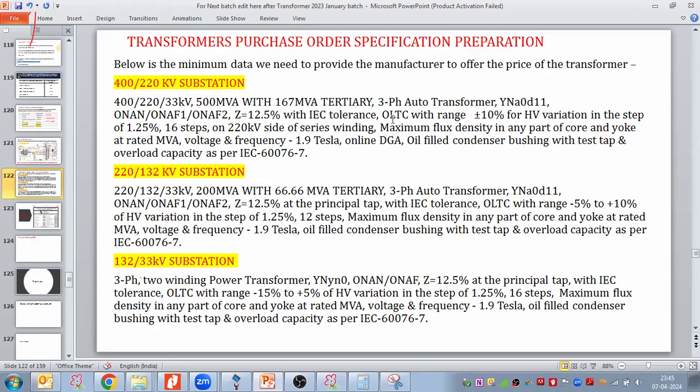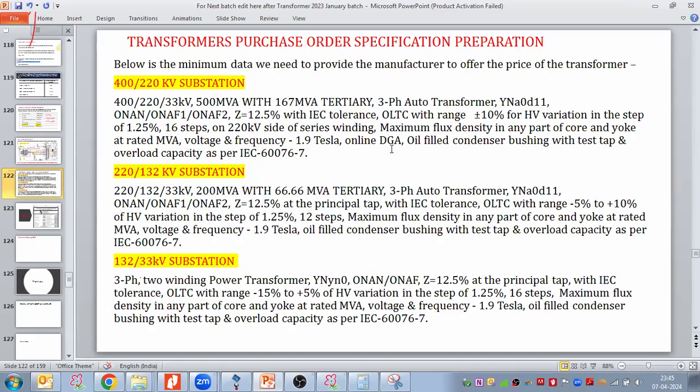OLTC, about tap changers we have to write here, and about the OLTC range also we have to write here: plus minus 10 percentage for HV variations in the steps of 1.25 percentage, and then we have to write how many steps required on the 220 kV side of series winding, because this is an auto transformer. Maximum flux density in any part of the core and yoke operated at rated MVA, voltage and frequency should not be more than 1.9 Tesla.